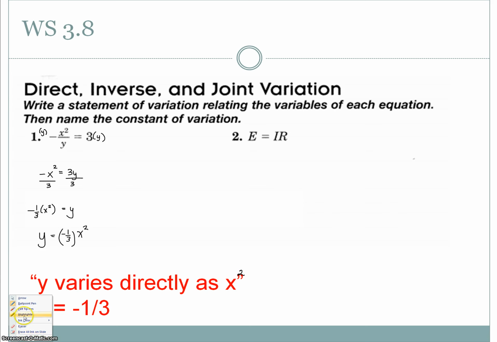So where is the constant of variation? The constant of variation lives right in front of x squared. It's the coefficient, and therefore k, the constant of variation, is negative 1/3.